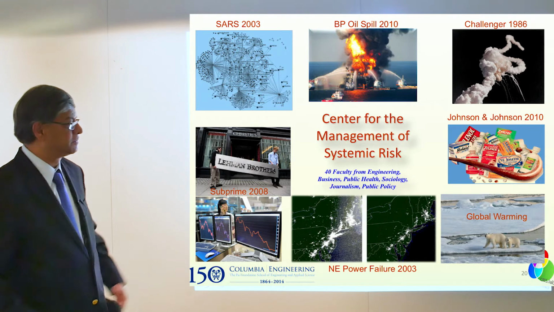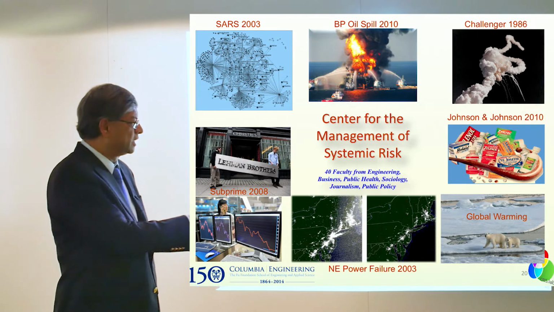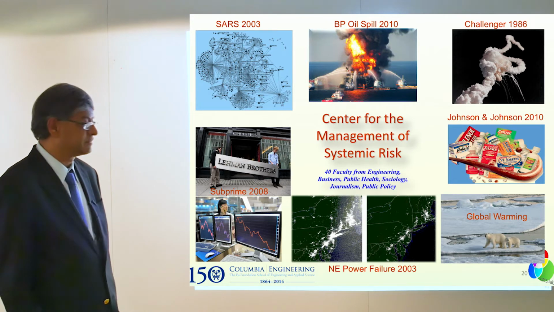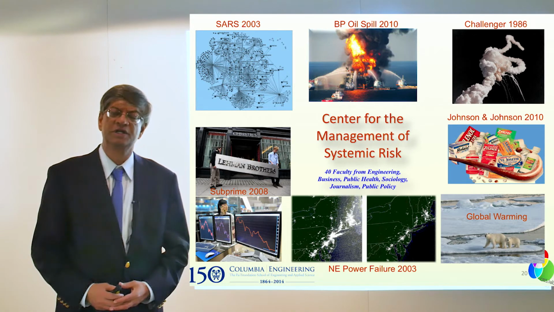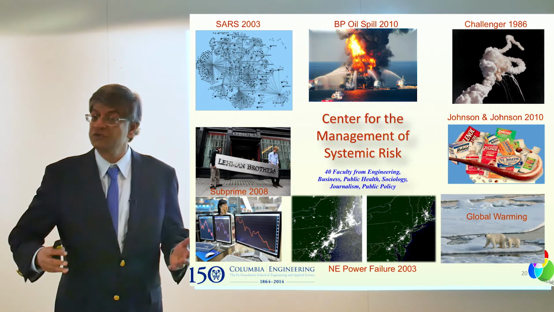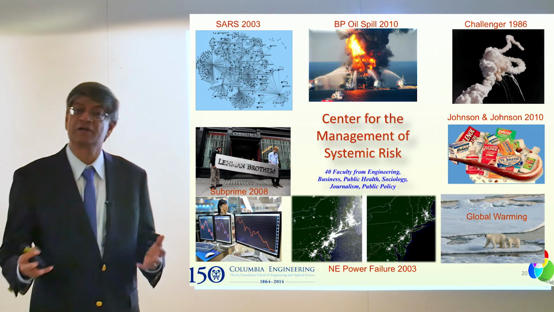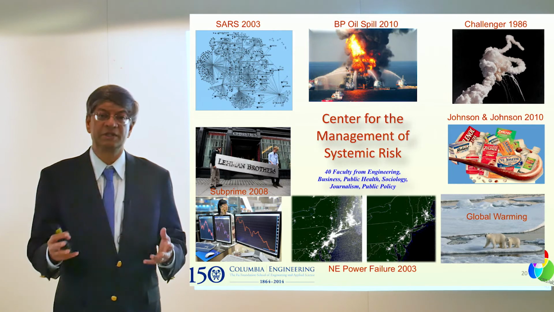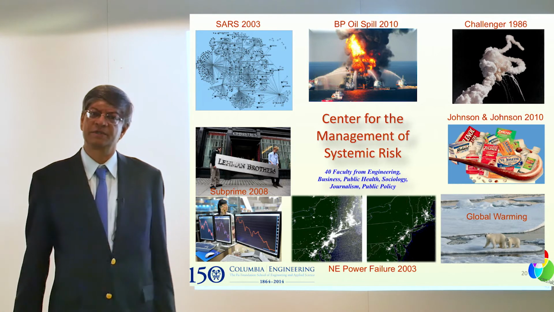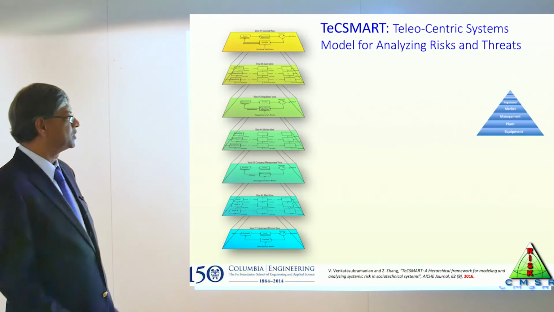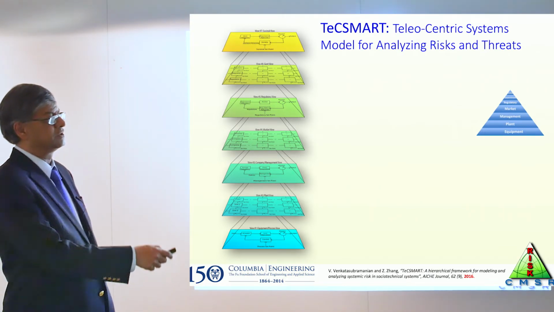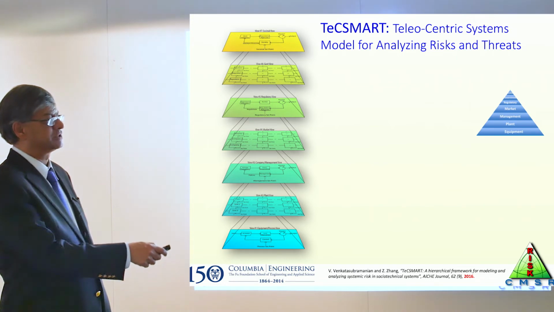And so at Columbia, I direct a center called the Center for the Management of Systemic Risk with faculty from a number of different schools, where we are interested in studying these systemic failures in different domains and then compare and contrast in order to understand the common underlying mechanisms such that we can better design, control, and manage systemic risk going forward. So towards that goal, we have developed this 7-layer modeling hierarchy, which I showed in the earlier slides in the form of a 7-layer pyramid.